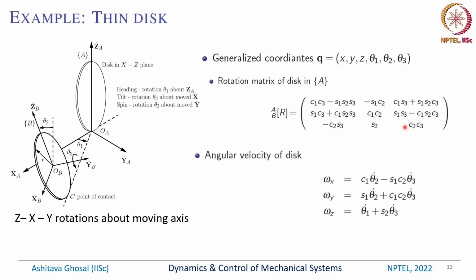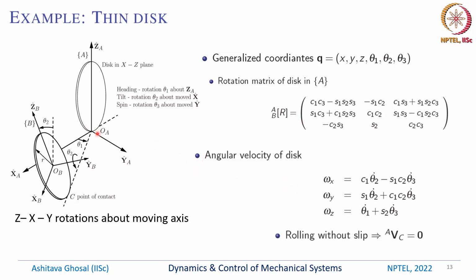Okay, so once we have this rotation matrix, we can do R dot R transpose, as shown again using the Maple example last week. I can find the skew symmetric matrix R dot R transpose, then from the skew symmetric matrix extract the X, Y and Z components of the angular velocity vector. So this is A omega B, the angular velocity of this B coordinate system with respect to the A coordinate system, and this is the space fixed angular velocity vector. So omega X will be C1 into theta 2 dot minus S1 C2 theta 3 dot, and so on. Omega Z will be theta 1 dot plus S2 theta 3 dot. So we have all these angular velocity components which we can compute once we know the rotation matrix.